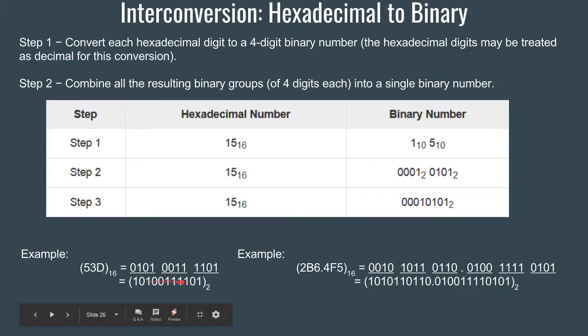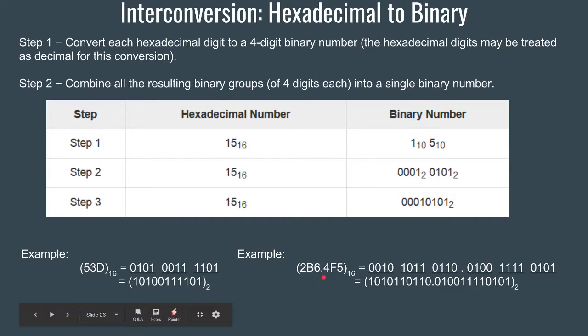So 13 in binary is 1101, because this one is 2 to the power 3, this is 2 to the power 2, and this one is 2 to the power 0. So 2 to the power 3 is 8, plus 4 is 12, plus 1 is 13. So the binary equivalent of D is 1101. Now we merge this entire thing and we get 10100111101. Take a note that we have removed this stray 0 over here.